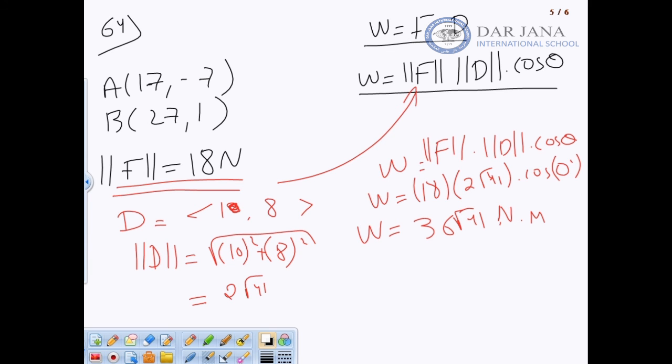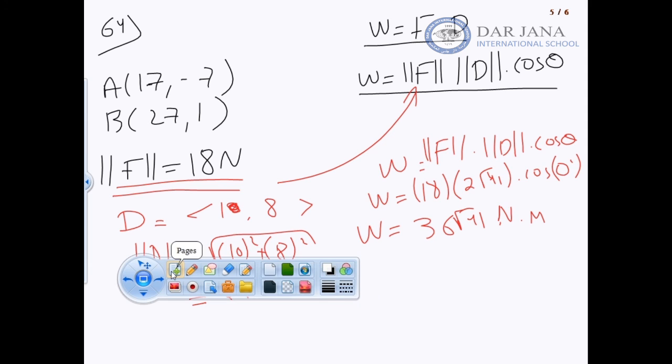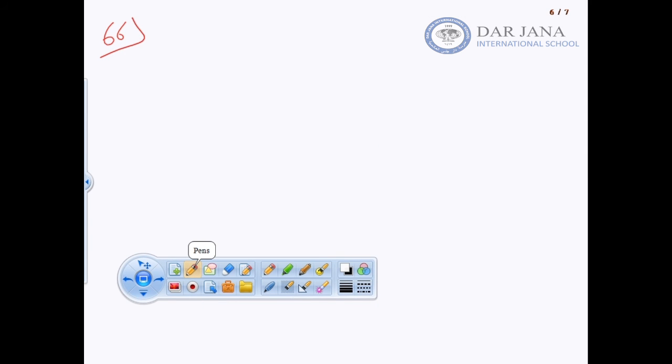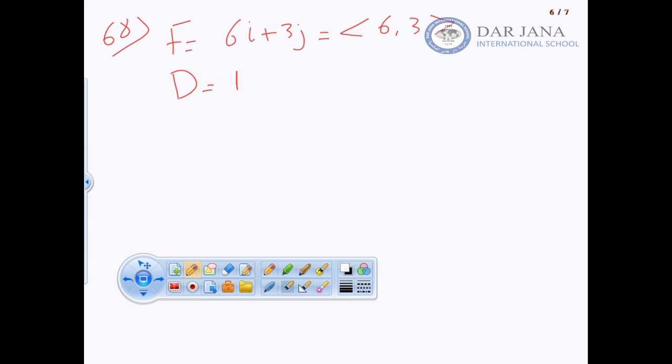Going to number 68, my bad. I have F equals 6i plus 3j, so it's given as a vector, (6, 3), and the displacement is also given as a vector, 14i minus 8j, (14, negative 8). So I need to find the work.